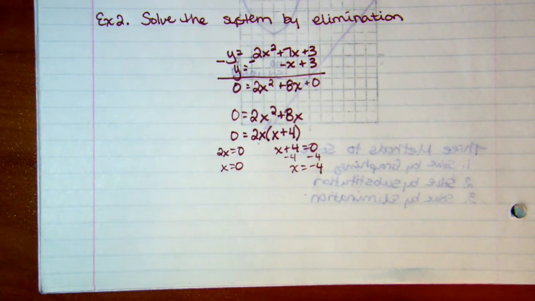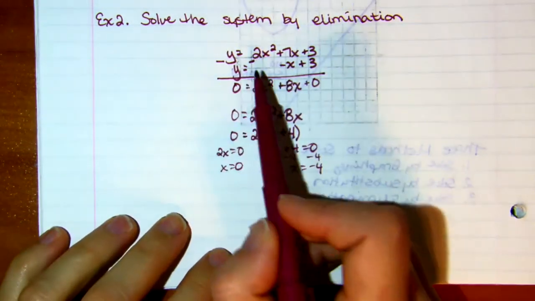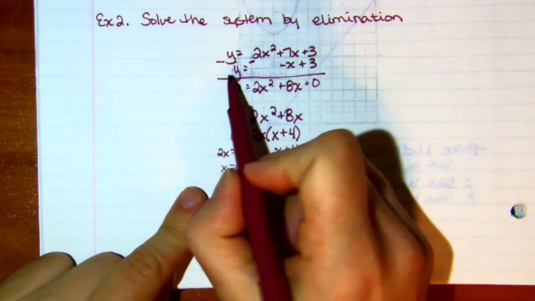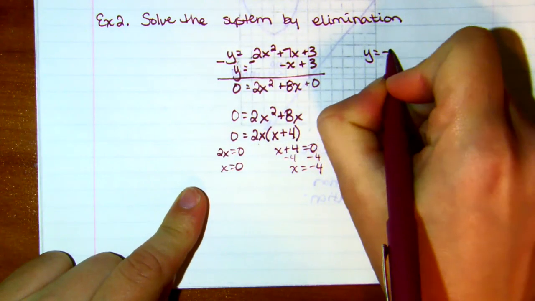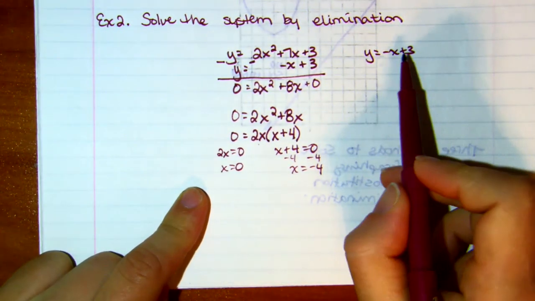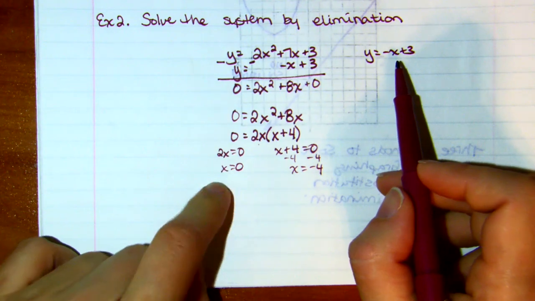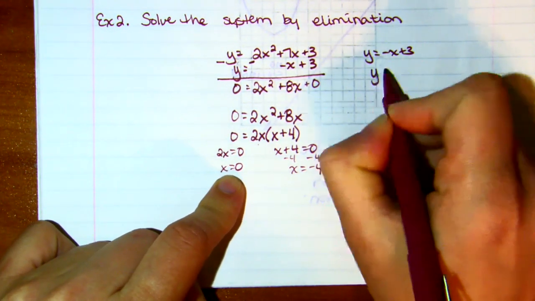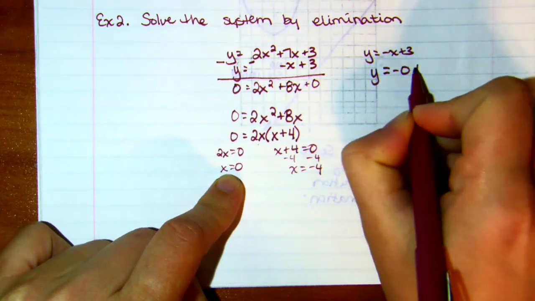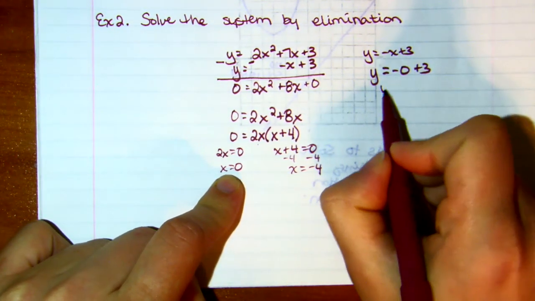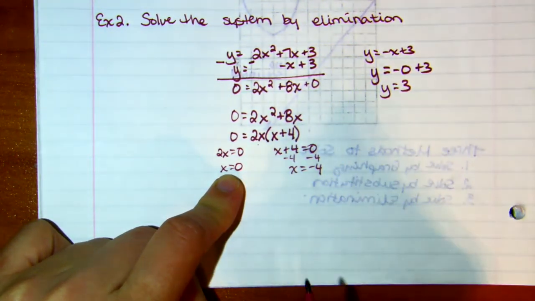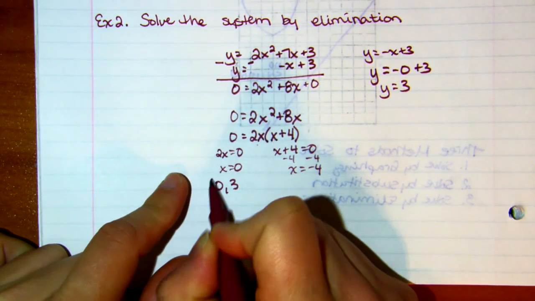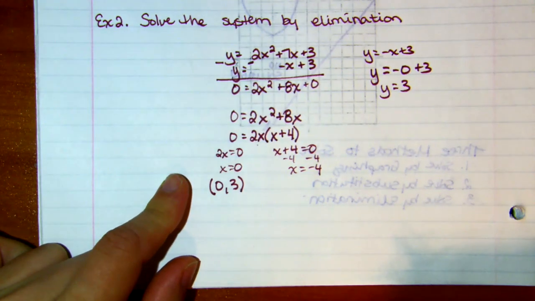So those are my x values, and again, I need to go back to my original equations, pick one of those to substitute in. The second equation, y equals -x plus 3, is going to be much easier to make my substitutions in. So if I substitute 0, I get y equals -0 plus 3, which is just 3. There's no such thing as -0. So one of my solutions is 0, 3.